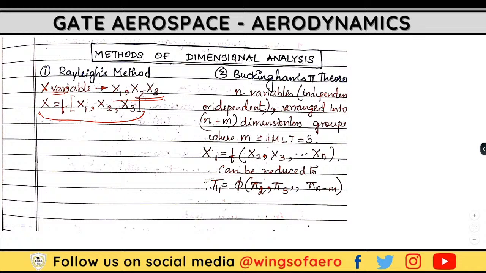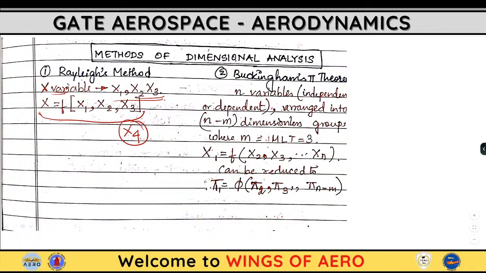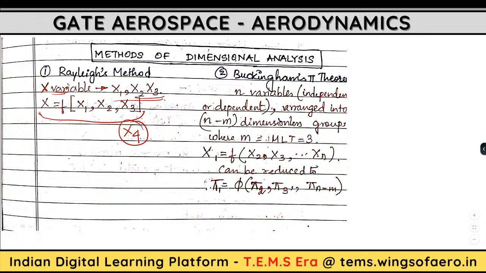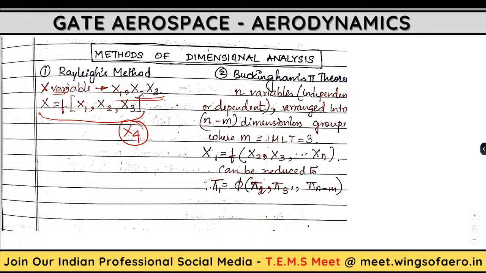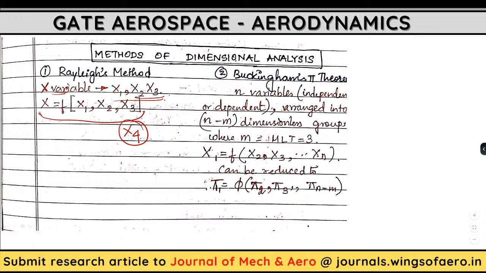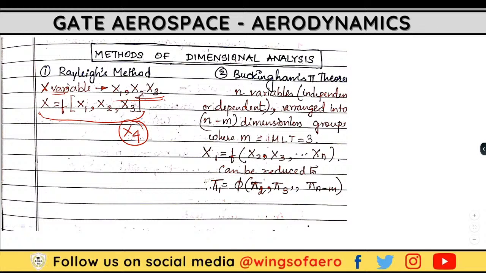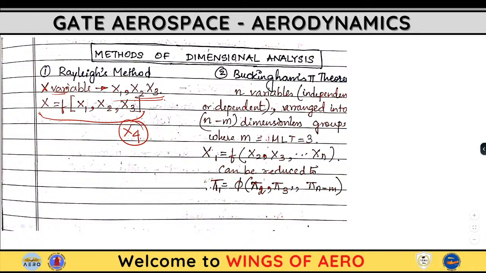If I have one more factor called x4, that means I cannot use Rayleigh's method. Otherwise, the Rayleigh method is a very simple method, but the only limitation is that it can hardly find the relation for more than three dependent variables. But the Buckingham Pi theorem is the most advantageous one as compared with Rayleigh's method.